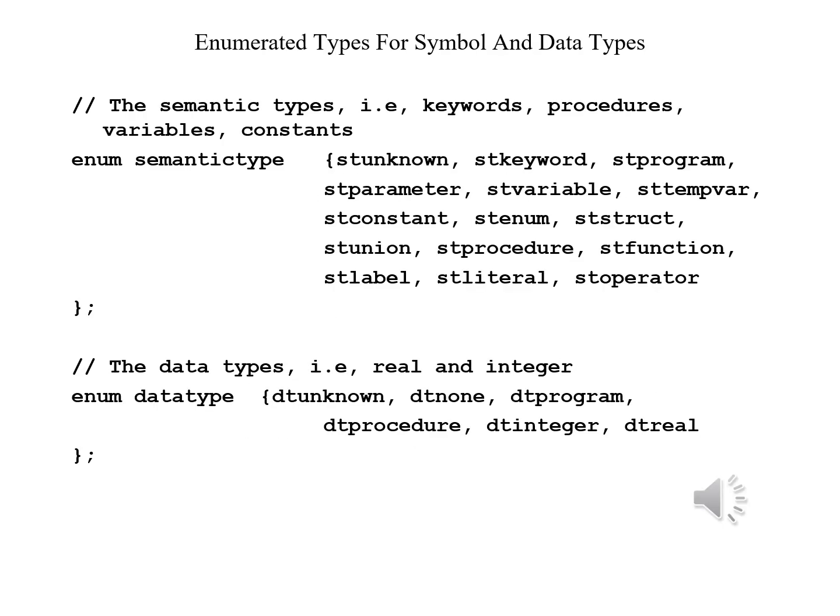We have the semantic types and data types in the language. The semantic types tell us whether a symbol in the program is a reserved word, or a program, a variable, a constant, and so on. We have the data types real and integer, but also program and procedure, so we can determine if the programmer is trying to use this as a value, which would be invalid. Similarly, we can determine if the data type is not yet known, or if there isn't a data type, which would be the case if the symbol is a reserved word or an operator.